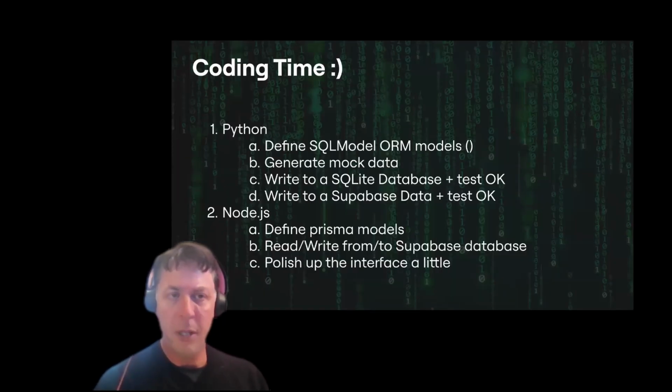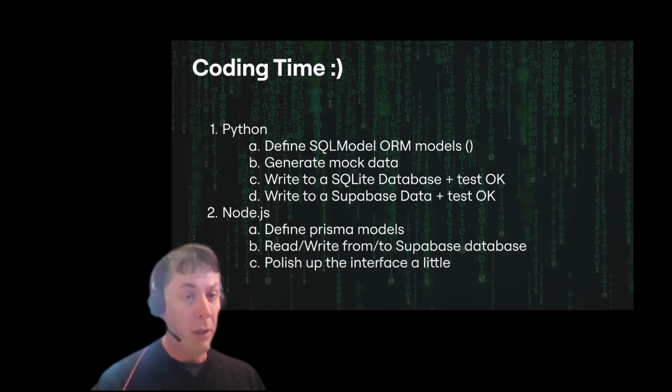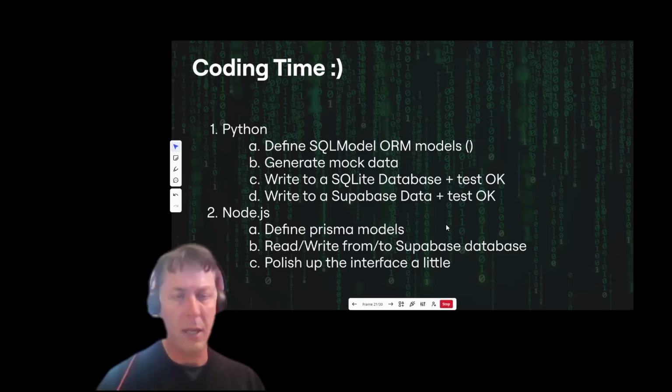The first step here is to define our SQL model, so we're going to start in Python, just to show you guys how it looks in Python. We'll generate some mock data, again in Python, and we'll use SQLite to start with to test that that's okay. Then we'll try and write that to a Supabase database and test that's okay. And if we get that working, we'll jump into getting this running on Node.js.